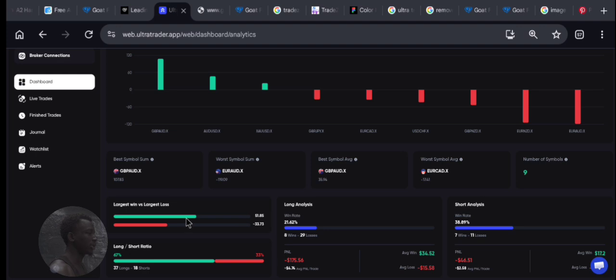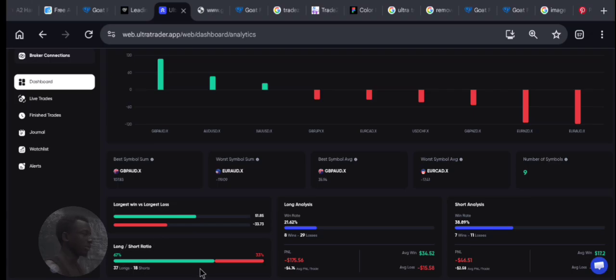If you look left carefully, you'll see this green bar is 51.85. So my largest win is around $51.85. I think so. Then my largest loss is minus 33 on average. The next part is the long and short ratio.